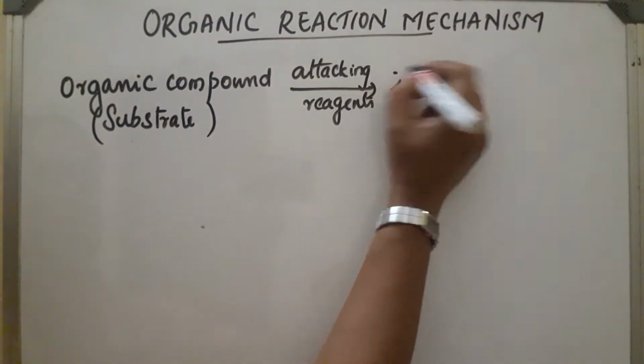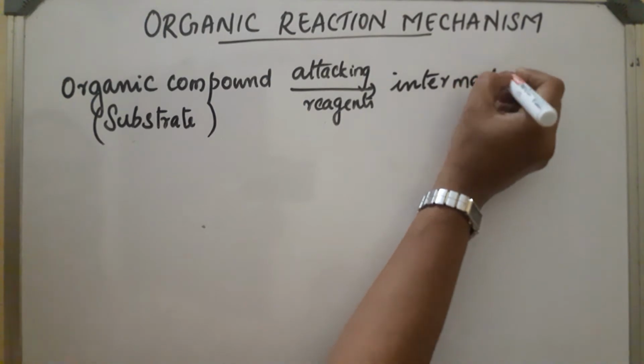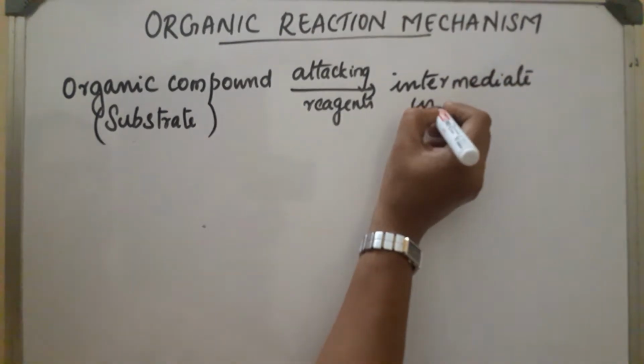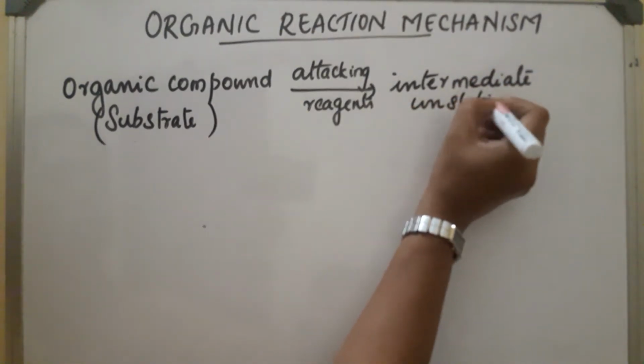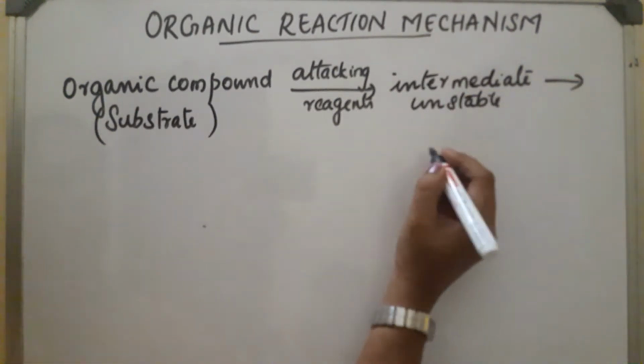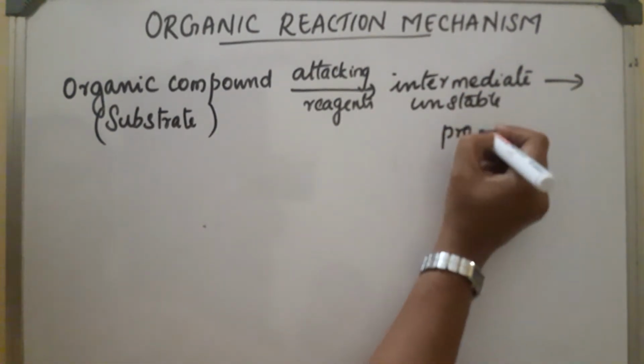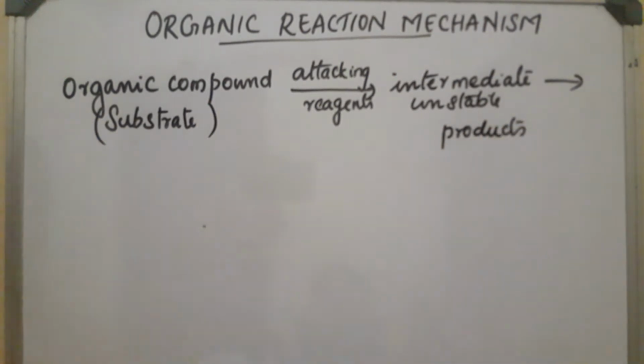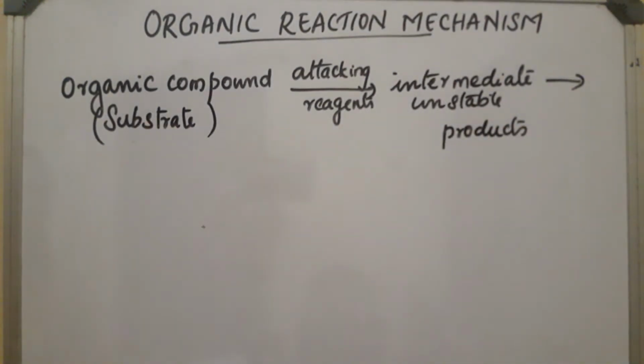Intermediates are formed. These intermediates are highly unstable, so they get converted into products. This will be the reaction mechanism, and the different steps involved are called the organic reaction mechanism. In this mechanism, bond cleavage and bond formation take place. The bond cleavages are of two types.